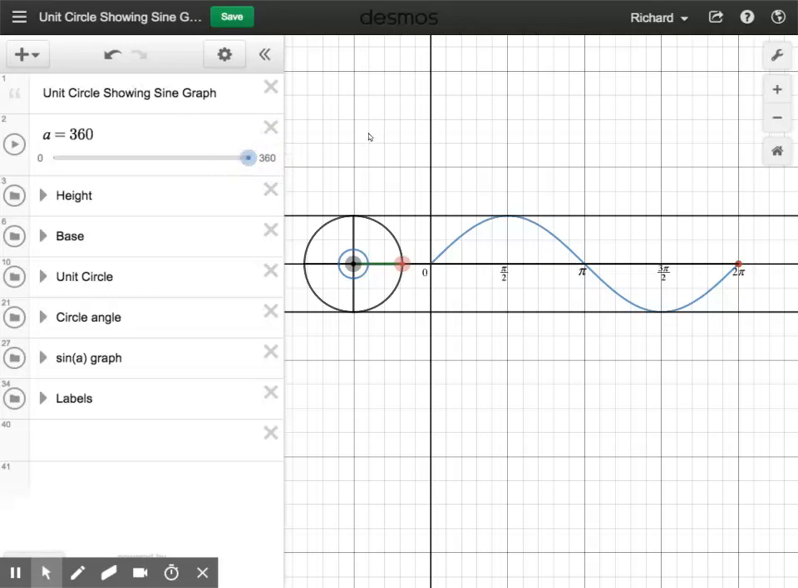Now that gets me back to the start. And after then, I'm going to start moving positively again. So there's our sine graph there and the shape it makes.